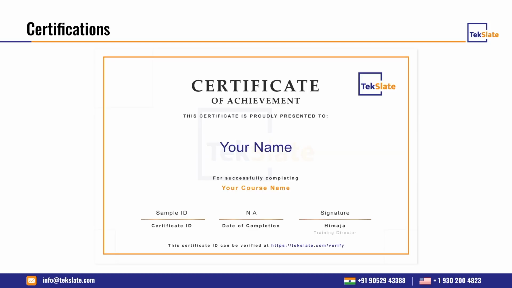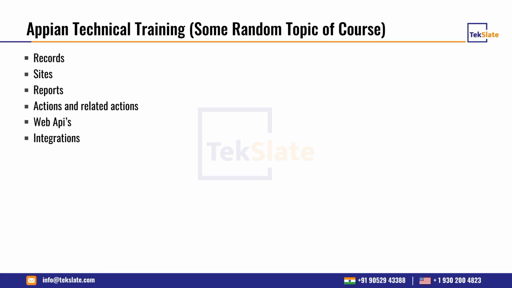Talking about the completion of the course, the certification would look like this. Then there are some topics which contribute to the whole Appian application, such as records, sites, reports, actions, web APIs, and integrations. These are just the basic components that come up in any and every app that you build on Appian.